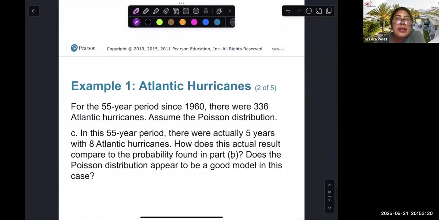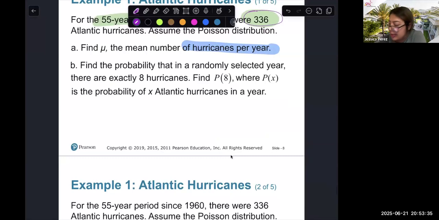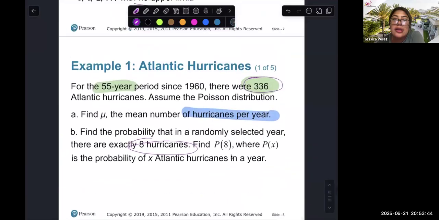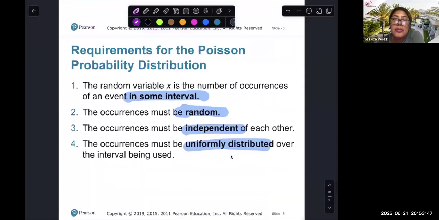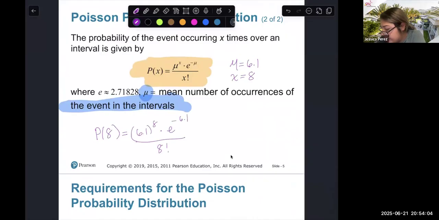Okay. Now the next part is asking us to find the probability that in a randomly selected year there were exactly 8 hurricanes. Find P of 8, where P of X is the probability of X Atlantic hurricanes in a year. So what we're going to do is plug it into the formula. We want to find P of 8, where mu is 6.1 and x is 8. So that's 6.1 raised to the 8th times e to the negative 6.1, all over 8 factorial.